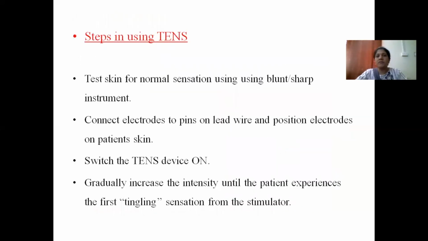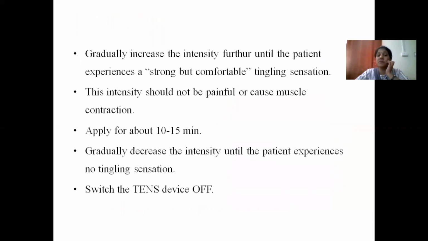Now, what are the different steps? Connect the electrode to the pins on a lead wire and position the electrodes on the patient's skin. Switch the TENS device on. Gradually increase the intensity until the patient experiences the first stinging sensation. Gradually increase the intensity further until the patient experiences a strong but comfortable tingling sensation. Intensity should not be painful or cause muscle contraction.